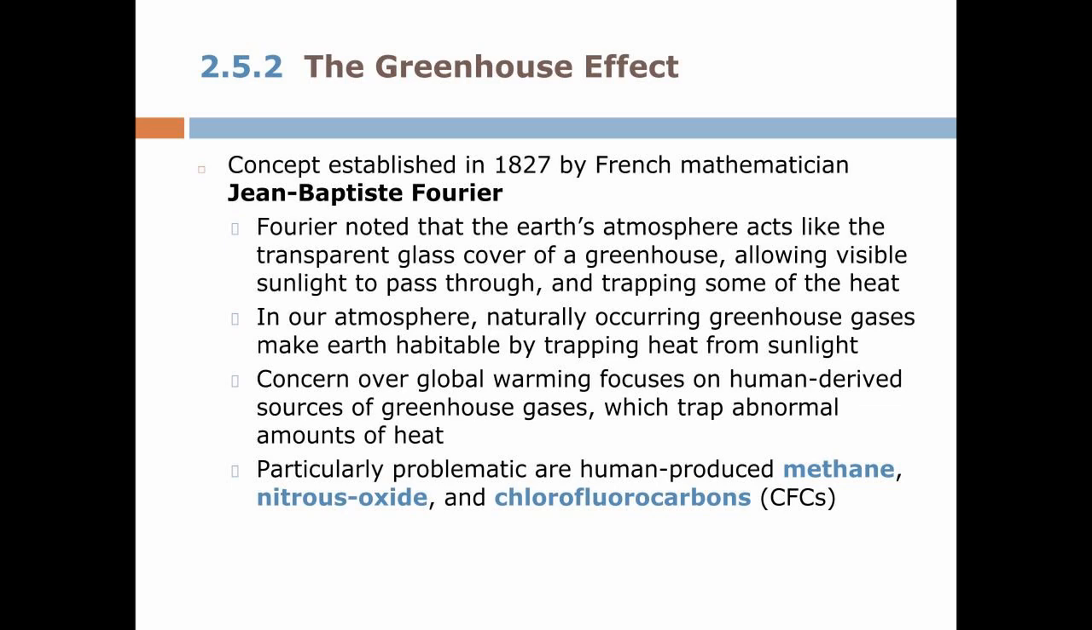You can look at other planets in our solar system that don't have greenhouse effects, don't have thick atmospheres, and look what happens to them. Concern over global warming focuses on human-derived sources of greenhouse gases, which trap abnormal amounts of heat. In particular, things we've discussed: methane, nitrous oxide, CFCs. CFCs are more or less banned in most parts of the world at this point, but the point still stands. The human-produced problems are causing greenhouse effects to run wild.